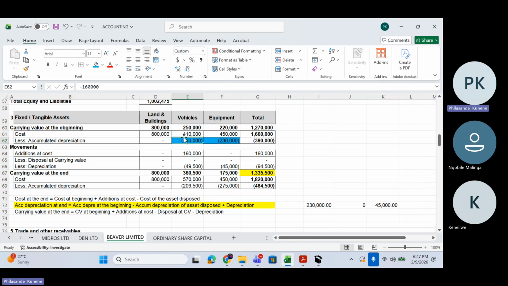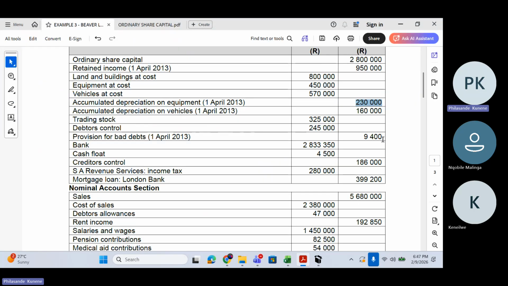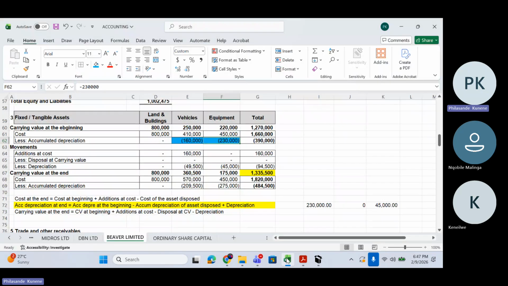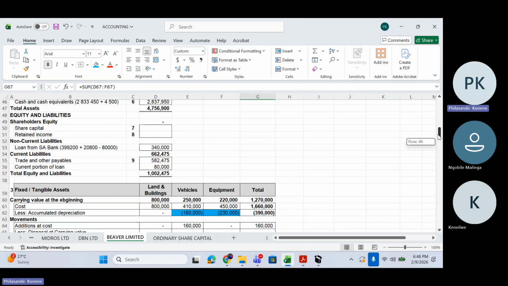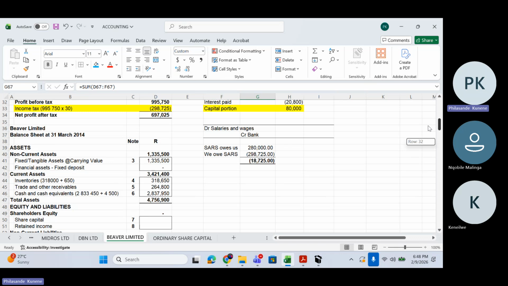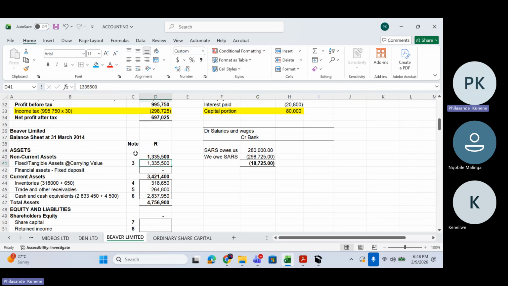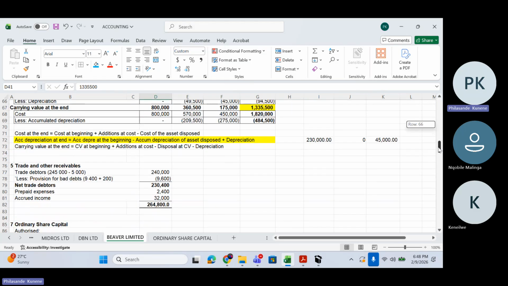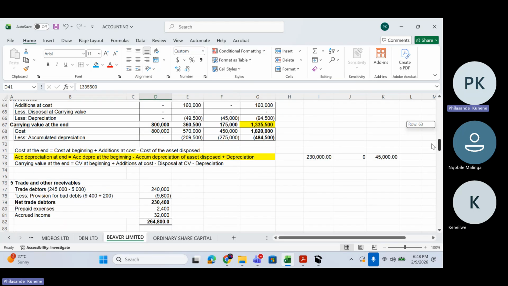I corrected it. The accumulated depreciation for vehicles is 160 and equipment is 230. There is 160 and 230 here, which is something that I corrected, and then we have 1,385,500. This is one of the mistakes I've noted. I don't know how many other mistakes we made. And then I went to our fixed asset note, and we have 1,385,500. Okay, and that was the only thing that I corrected so far.